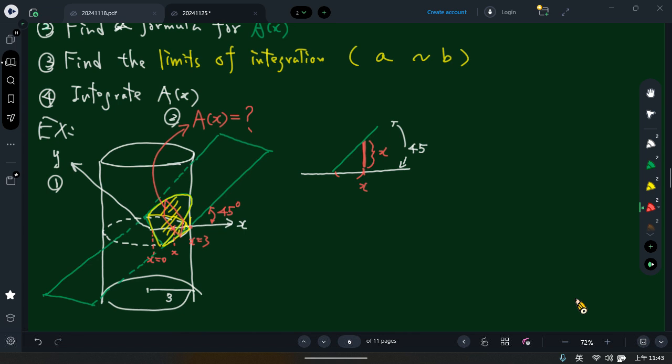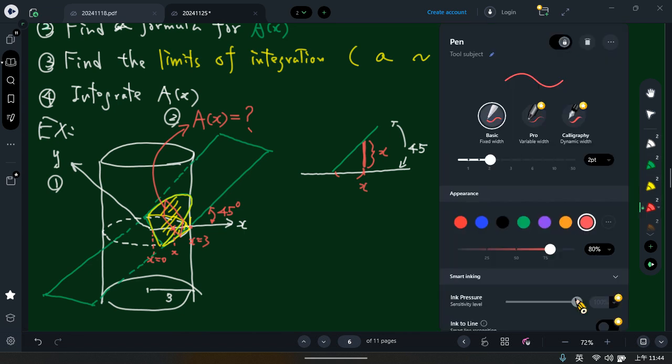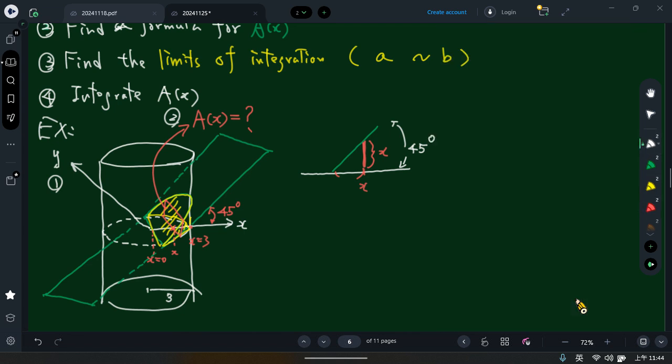Right now, I just try to show two intersections for you. Here, if here is X, the height will also be X, because of the 45 degree. Then right now we have another part. This is X, this is Y.